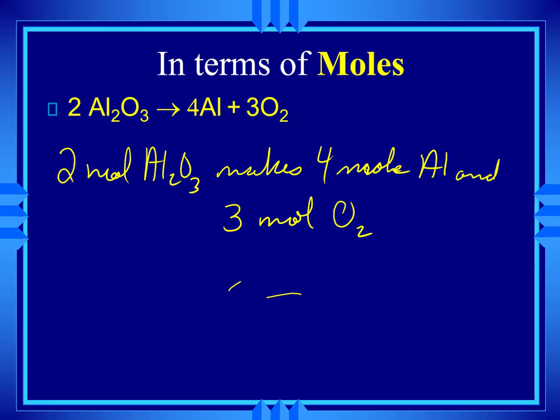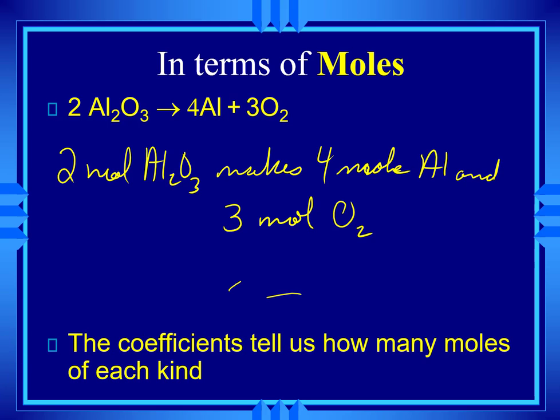Because remember, this was really just scaled up from individual particles. We just did it a whole bunch of times. It was really 2 formula units of Al2O3, 4 atoms of aluminum, and 3 molecules of O2. But that's if you do it particle at a time, but we did lots of particles at a time. And we actually proved that because it was true in moles, the law of conservation of mass worked. That's why we went through this. So the coefficients tell us how many moles.